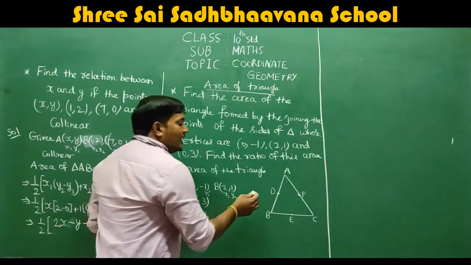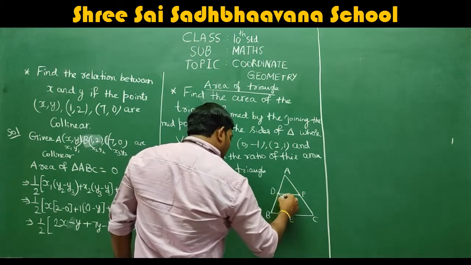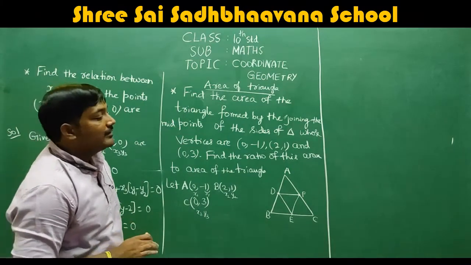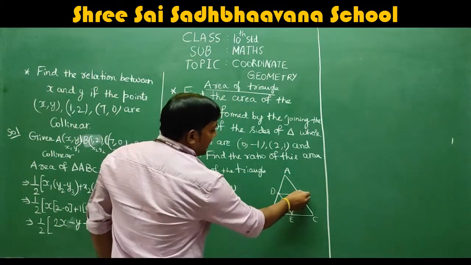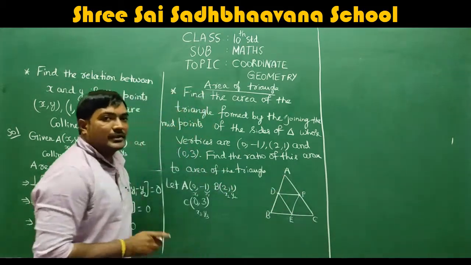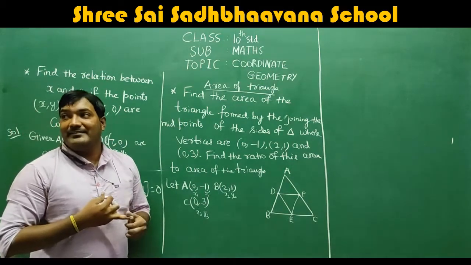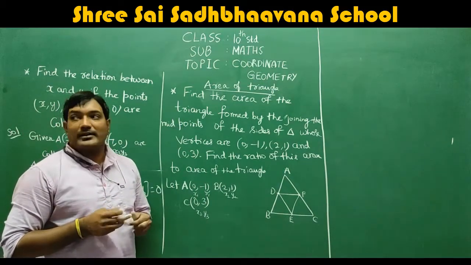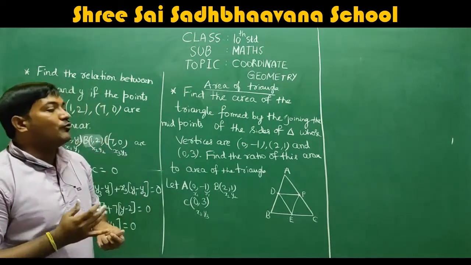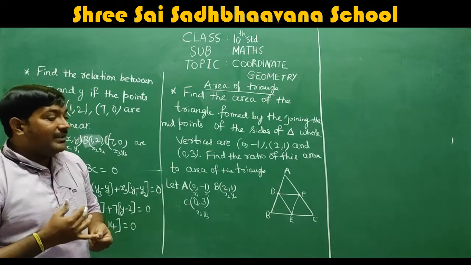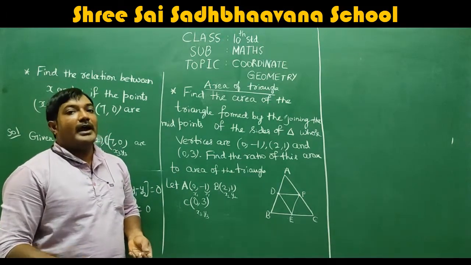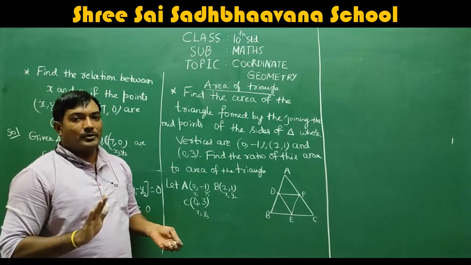So when you join all these 3 midpoints, you are going to form one triangle. Correct? So what are they asking? They are asking you to find the area of this triangle and the ratio of this area with respect to this triangle. Right? 2 triangles are formed. What are those? One is ABC and another one is DEF. Correct? We got 2 triangles. So find the area of triangle ABC and also the area of triangle DEF. Compare those areas and write the ratio. That is the question. I hope you understood.